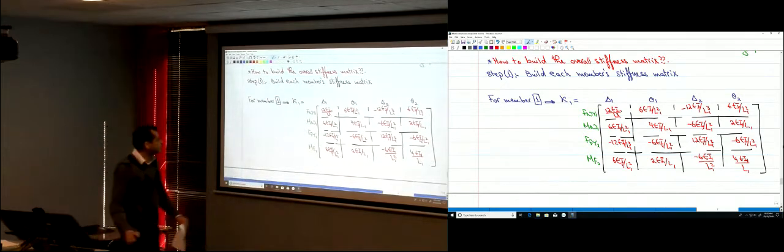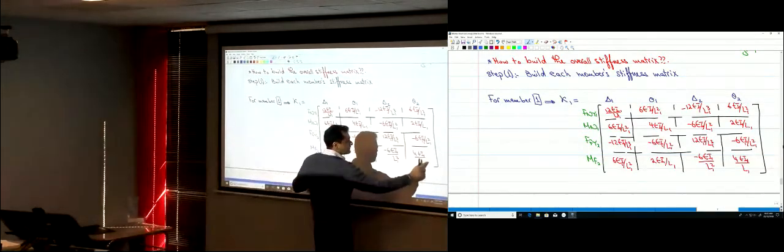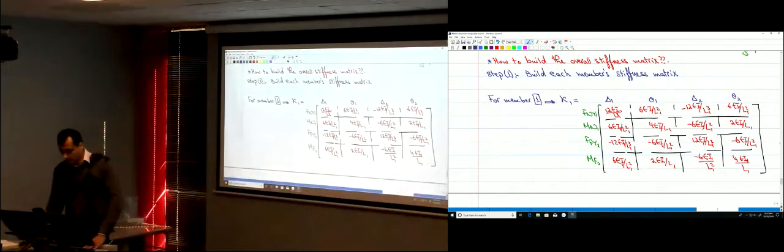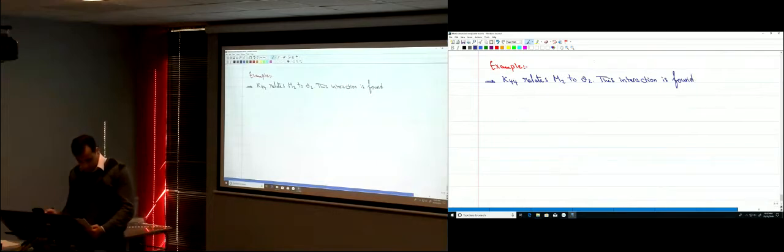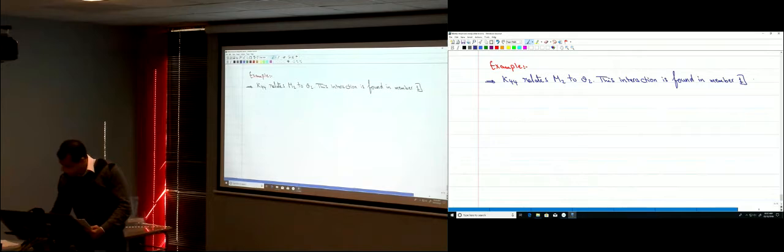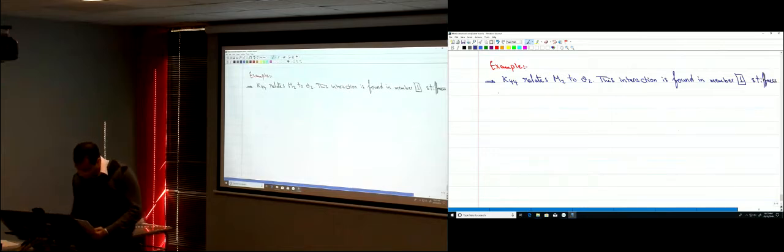So we have here M2 and theta 2. We have this element, 4EI divided by L. This interaction is found in member 1 stiffness matrix, and is equal to 4EI1 divided by L1.